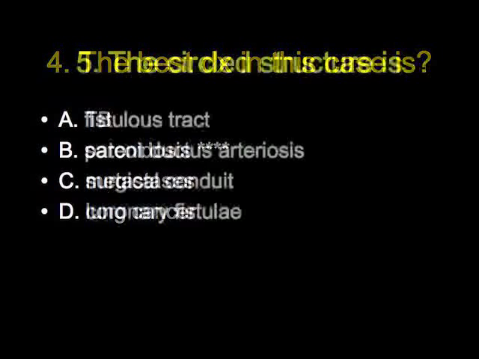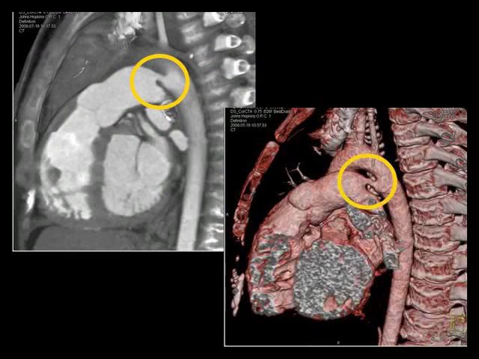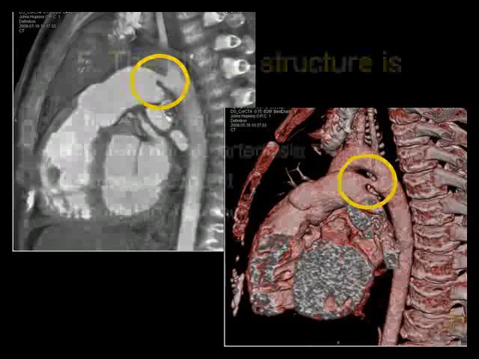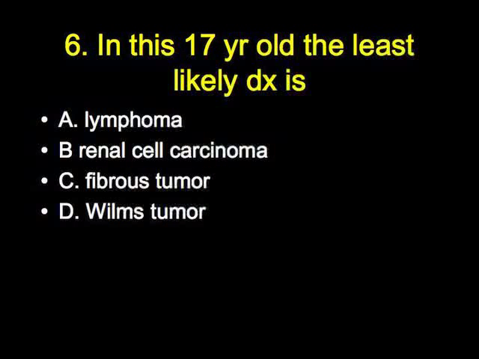Okay, next thing, what is the most likely diagnosis here? And this was a patent ductus arteriosus, and you can see it very nicely. You know, surgical conduit, coronary artery fistula are all possibilities. But, you know, this was the classic. And in my most recent lecture or podcast, I discussed this case.